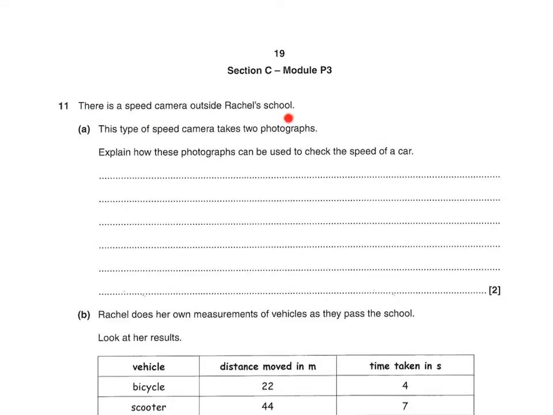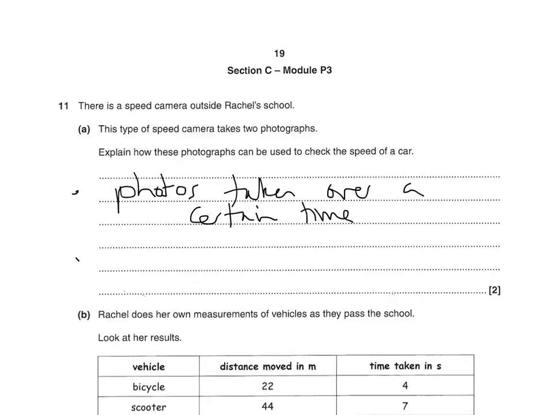So there is a speed camera outside Rachel's school. The type of speed camera takes 2 photographs. Explain how these photographs can be used to check the speed of a car. So first thing is the idea that the photographs are taken a certain time apart. So there's a specific time apart which the photographs are taken, and then also the vehicle moves over a measured distance. And if you've got a distance and a time, then you can work out speed. So your first mark is saying that the photographs are taken over a certain time. And the second mark is saying that the car moves a certain distance, which is measured.